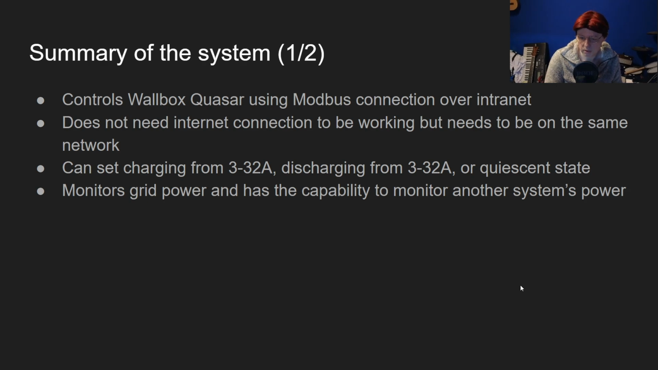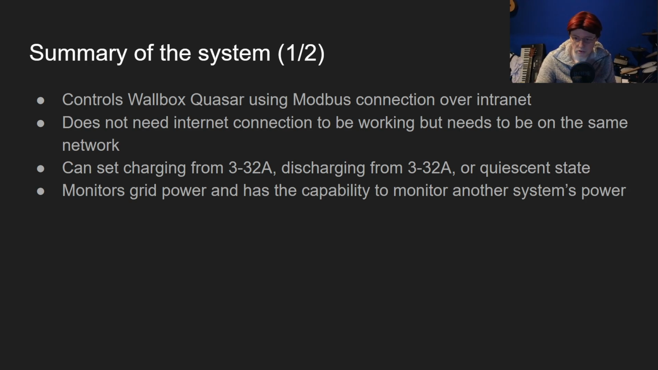So in summary, the system that I've written controls the Wallbox Quasar using Modbus connections over the network. It doesn't need to connect to the internet. It obviously needs to have access to the network. It could in principle work over the internet, but that's not how it's designed to work.